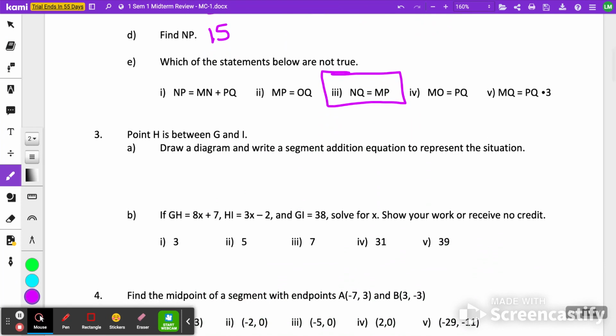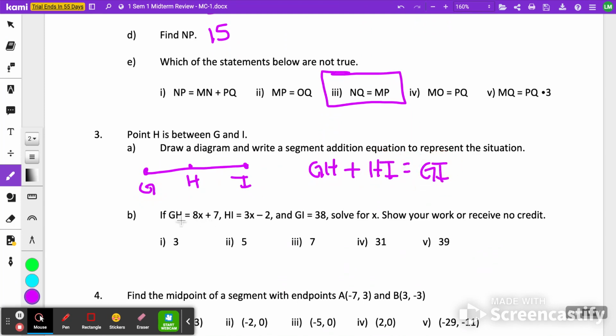Point H is between G and I. Draw a diagram and write a segment addition equation to represent the situation. So here is G to I. Your line might look a little better than mine. Point H is between them. So you can say that GH plus HI is equal to GI.